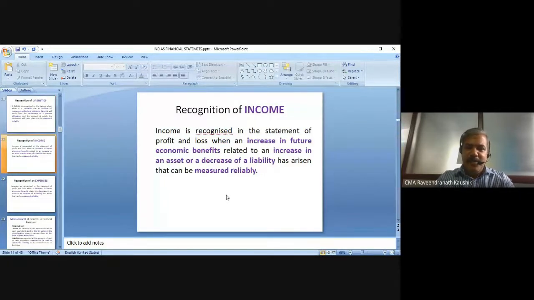Then recognition of an income. How do you recognize an income? Income is recognized in the statement of profit or loss when an increase in future economic benefits related to an increase in an asset or a decrease of a liability has arisen that can be measured reliably. Measured reliably is something they use for everything, so that some comparison can happen in an arm's length transaction when you are recording any of these items. Because many times we see that they don't follow the norms or don't have the practice of adhering to the system as it has been advocated.